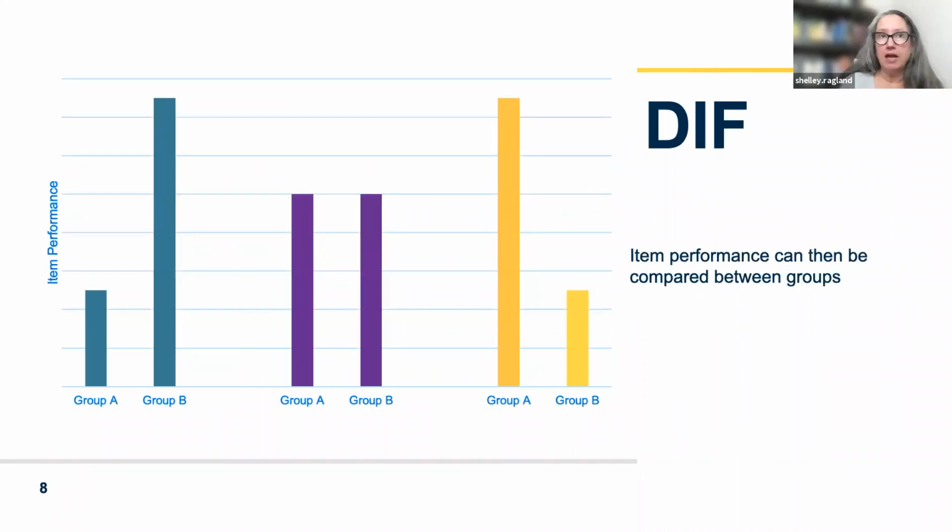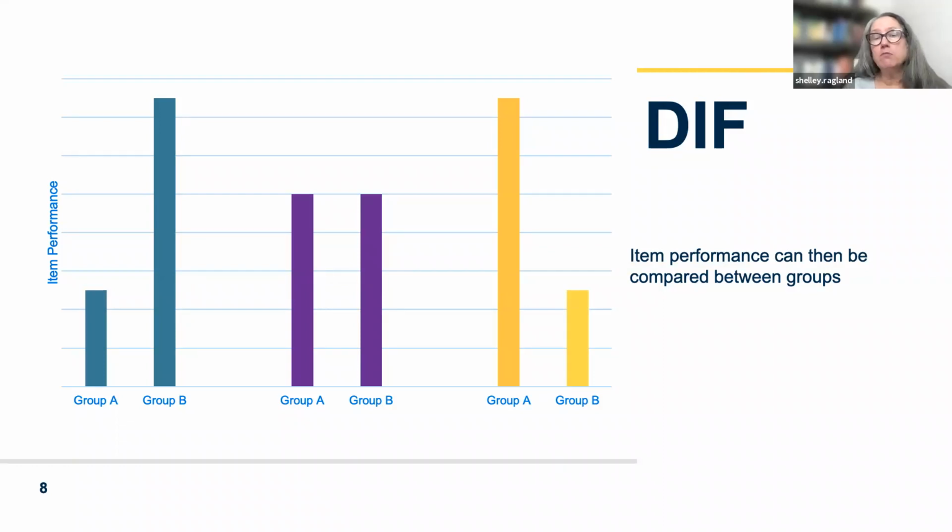And for every single item, then, all of the groups can be compared, and you can take a look at group A compared to group B. And it's nearly always two groups that we're interested in looking at. And the textbook terminology is a focus group and a reference group. And so how those are framed is up to the user. But in this particular example, we have a blue item that we see group B did a whole lot better than group A.